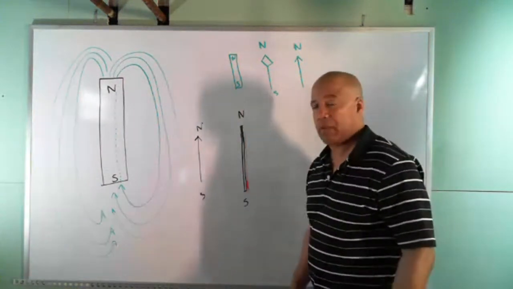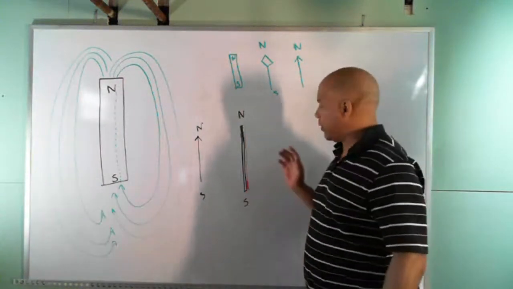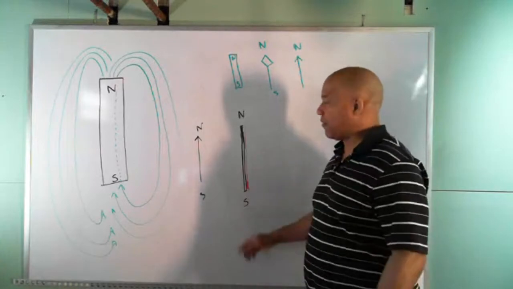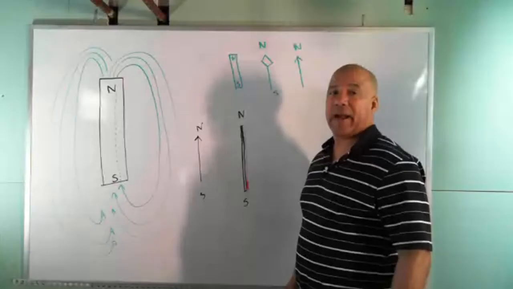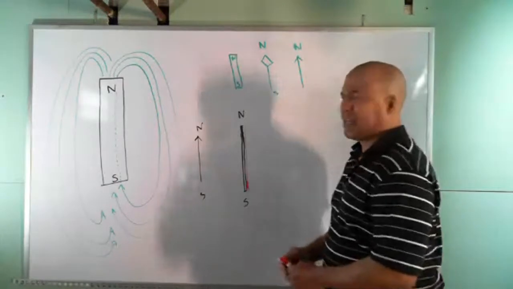It'll fall off. Does anybody know, or do you think you know, why that would happen? Why would it fall off? What's happening here? The north and south cancel out each other's magnetic polarity. Exactly right. If you didn't hear it, I think that was Jake.